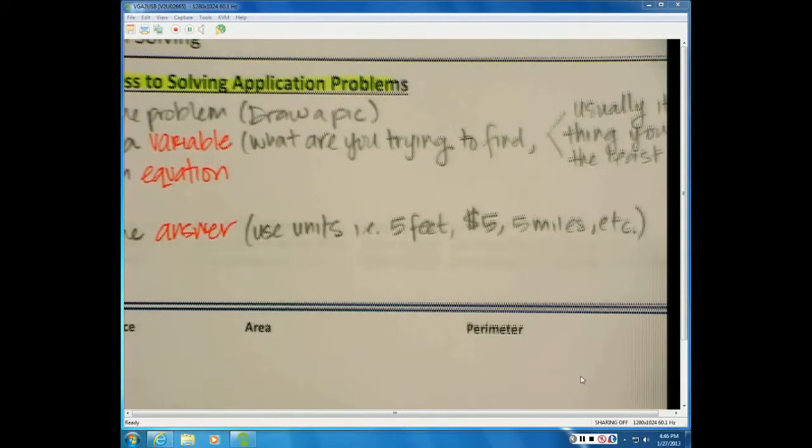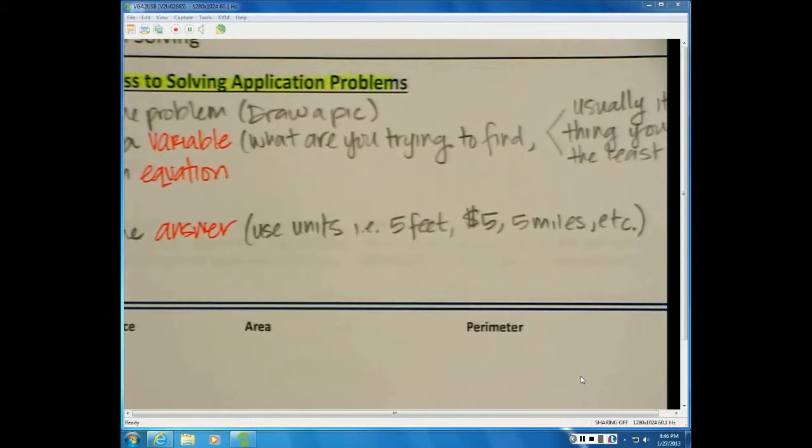And then I want you to ask yourself for step 6. Look at your answer and say, okay, does that make sense? You're going to want to check your answer and really ask yourself, is it reasonable?